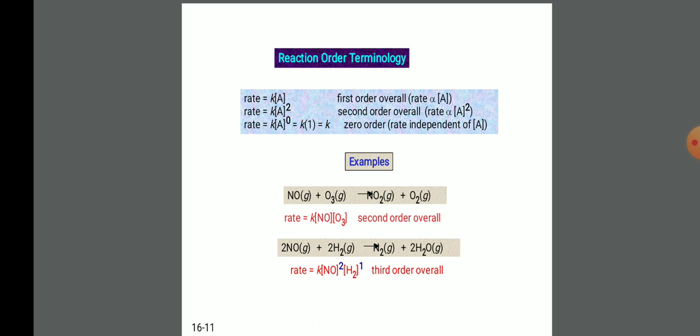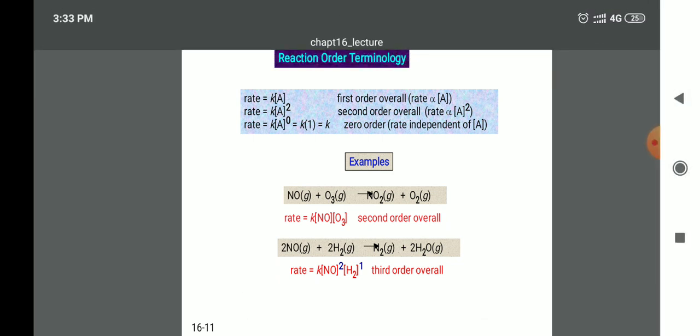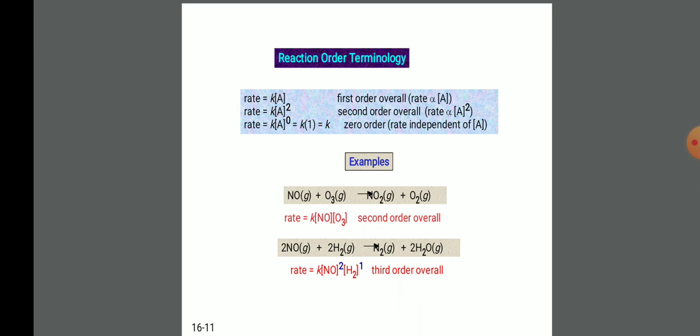For example, in the order terminology, the first one is NO gas plus O3 gas to give NO2 plus O2. The rate depends on the concentration of the reactants, which are NO and O3. These are two reactants, therefore it is a second order reaction. The next reaction is a third order reaction.